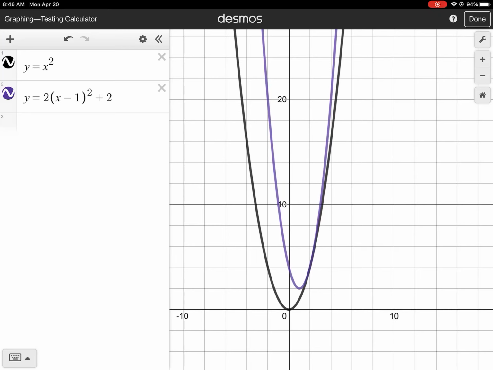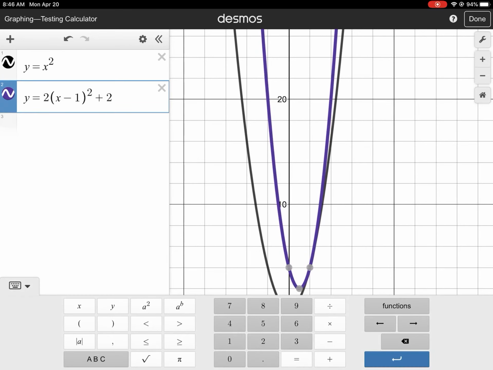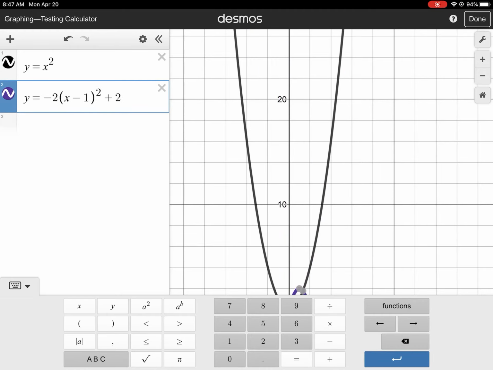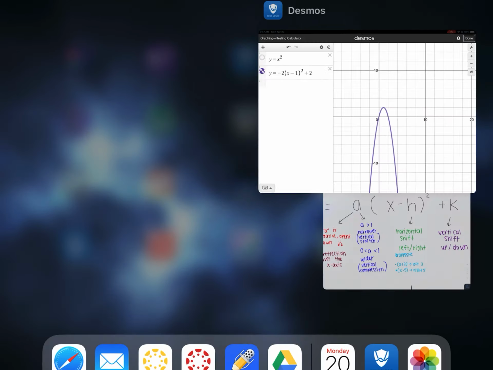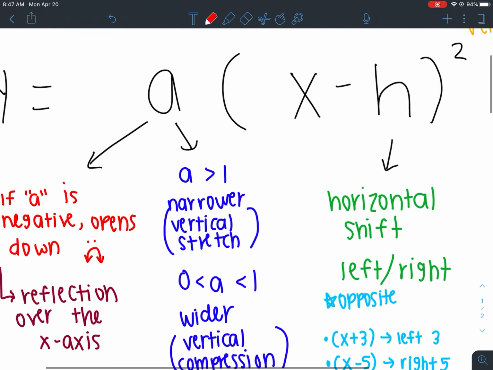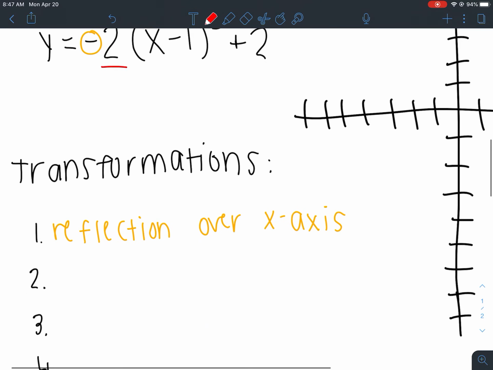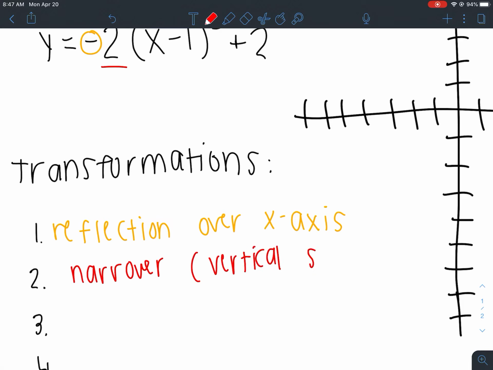The purple is a lot more narrower. What happens if I make that a value even bigger than 1? Make it 6, even more narrow. So do you see how the larger the number, the more narrower it gets? So if it's between 0 and 1, then it gets wider. So because it is 2, it is bigger than 1, it will get narrower. And this is also known as a vertical stretch. Now you don't have to write vertical stretch as well, but it is good information to know.